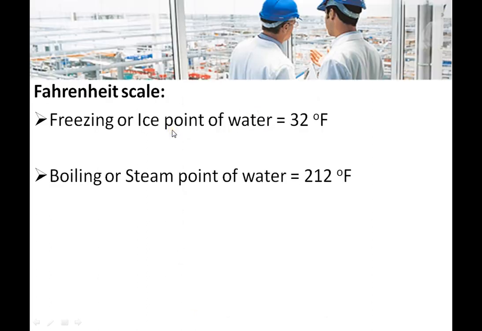Fahrenheit scale, a common example for this scale is our body temperature, which is commonly measured in the Fahrenheit scale. In the Fahrenheit scale, the freezing point of water is given as 32 degrees Fahrenheit. This is the reference. So 32 degrees Fahrenheit, the reference, is the freezing point of water.